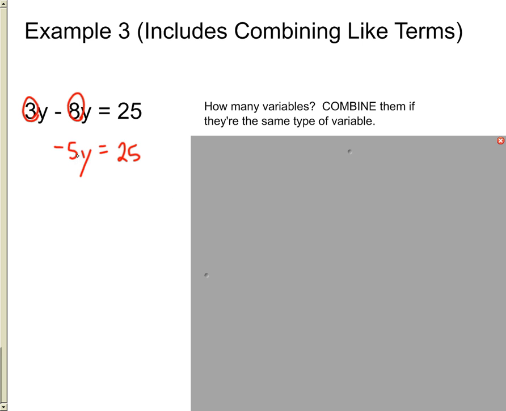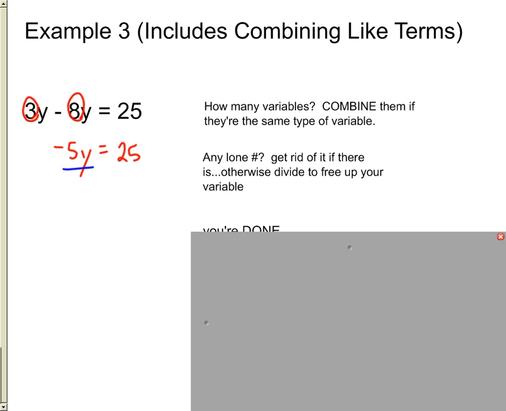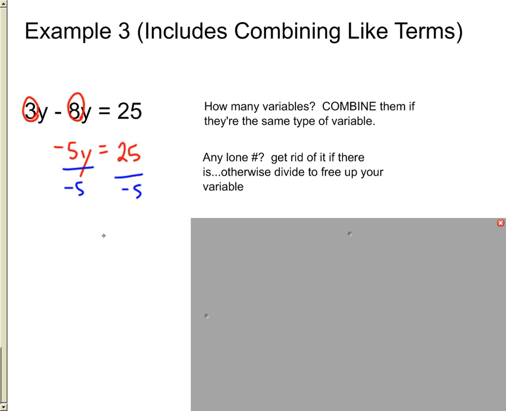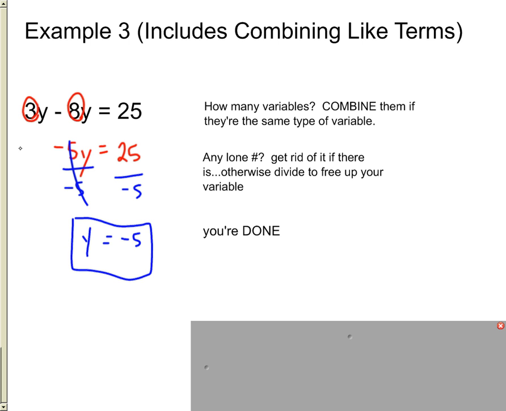In this case, it's negative 5 times y. So there's no lonely number. This is the only one. We just divide by negative 5, and y will equal negative 5. A lot of negative 5s there. You're done as soon as this variable is isolated, and make sure that it's positive.